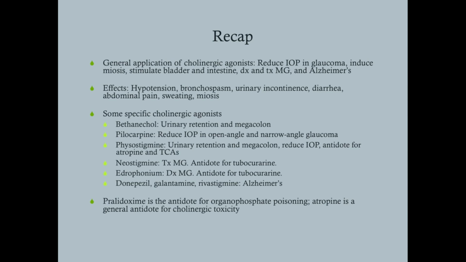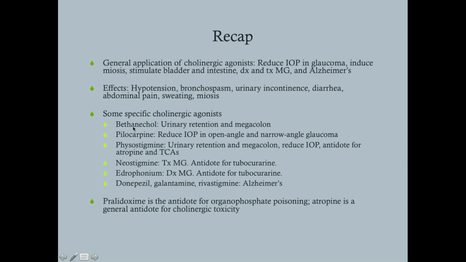So just to recap, the general application of cholinergic agonists is very importantly to reduce intraocular pressure in glaucoma, and to induce miosis for ophthalmologic procedures. It can also stimulate the bladder and intestine. It can be used to diagnose and treat myasthenia gravis, and they're also used for the symptomatic therapy of Alzheimer's. The effects are hypotension because they reduce the heart rate and increase vasodilation. They can induce bronchospasm, urinary incontinence, diarrhea, abdominal pain, sweating, miosis. Note that I didn't put side effects because sometimes these effects are desired, particularly miosis. Urinary incontinence may be desired if you're retaining urine. So these are just general effects.